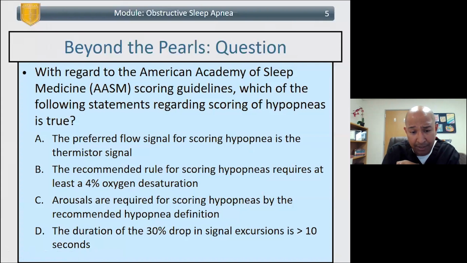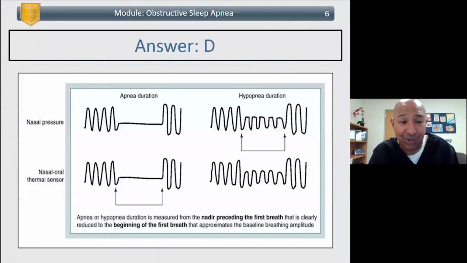Now, what about choice D? A hypopnea is a 30% drop in the signal excursion for greater than 10 seconds. That sounds really good, because whether you use the 1A rule or the 1B rule, it's that 30% decrease in flow, and it's got to be at least 10 seconds. That's whether it's 1A or 1B. So you know what I'm going for here? I'm going for D as in dog. That's going to be the right answer, and I'm sticking to it.